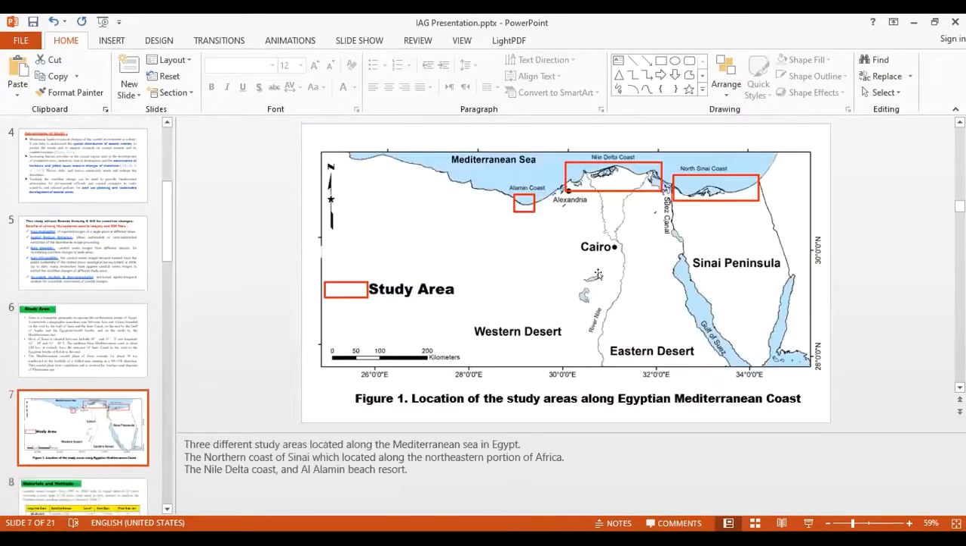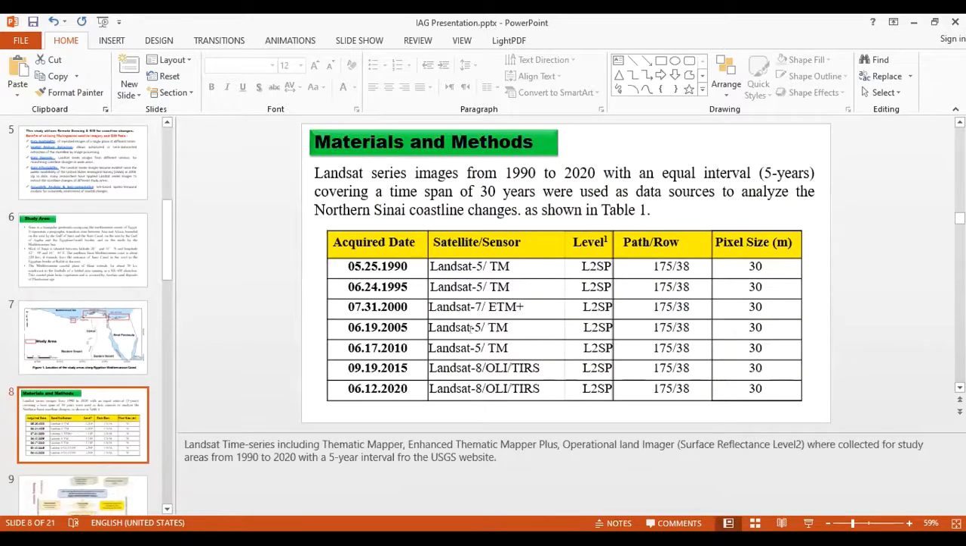The study areas we studied in this project were three different areas along the Mediterranean Sea of Egypt. The first is the North Sinai coastal zone and the Nile Delta coast. The third is the El Alamein coast. Satellite imagery was collected from the USGS website from 1990 to 2020 with a 5-year interval, including Thematic Mapper, Enhanced Thematic Mapper Plus and Operational Land Imager surface reflectance level 2 data.